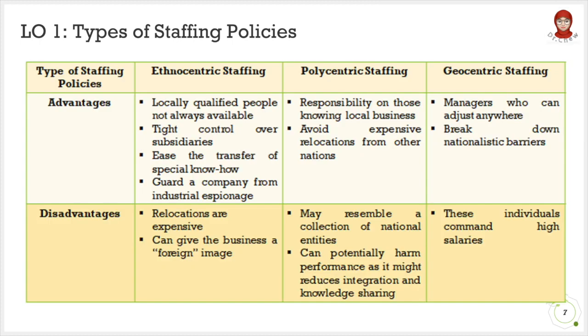Okay, now we will be comparing the advantages and disadvantages of each policy. For ethnocentric staffing, firms pursue this policy for several reasons. First, locally qualified people are not always available. In particular, in developing and newly industrialized countries, there is often a shortage of qualified personnel which creates a highly competitive local labor market. Therefore, sending people from the home country to manage the host country operation will be preferable. Second, companies use ethnocentric.